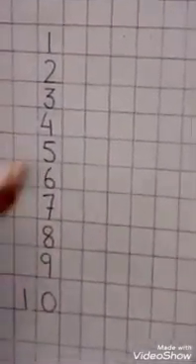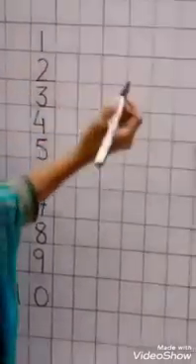Now we will do the counting from 11. अब हम यहाँ से 11 की counting start करेंगे. Leaving the box. Speak with me. 1, 1, 11. 1. Make a standing line like this and make a curve. 1, 2, 12. Make a curve and a sleeping line.